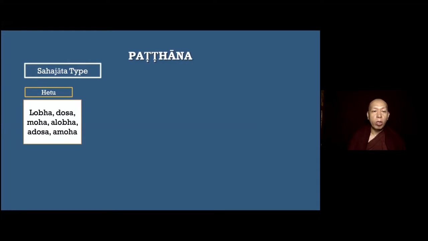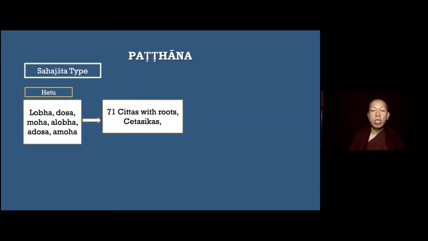So we have Lobha, Dosa, Moha, Alobha, Adosa, Amoha. These are the six roots. This is correct, not really a big problem. As for the effects, it should be 71 cittas with roots. There are only 18 rootless consciousnesses, right? So all the others are called with roots, also associated mental factors. Then there will be Kamacharupas and Tirjarupas. It will be a cause relationship.